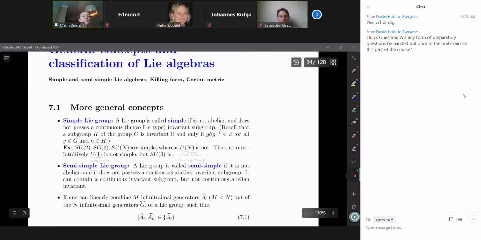Okay, so we will talk about simple Lie groups and semi-simple Lie groups and simple Lie algebras and semi-simple Lie algebras. A Lie group is called simple if it is not abelian and it does not possess a continuous invariant subgroup. I should perhaps remind you as well that a subgroup H of the group G is invariant if and only if for all the h's in H, the action of G brings you back to an element in H.